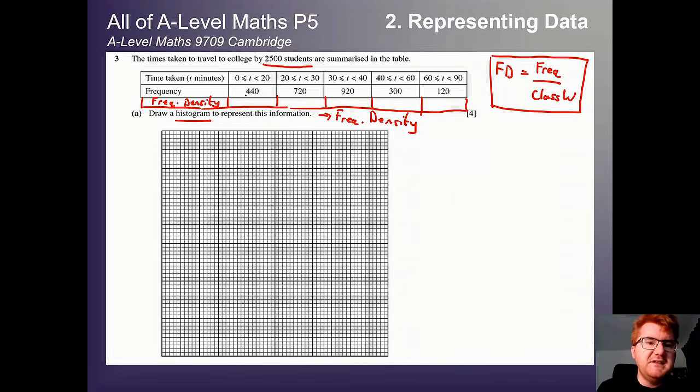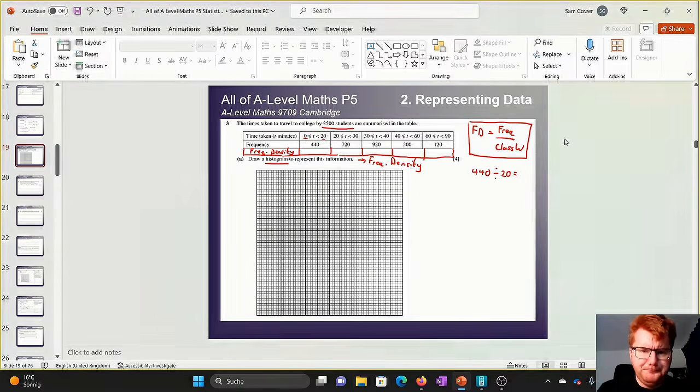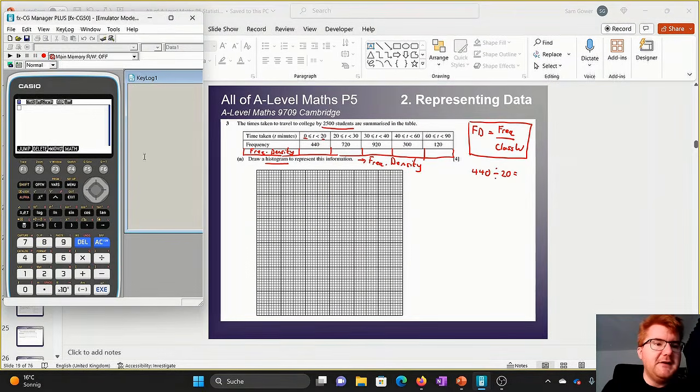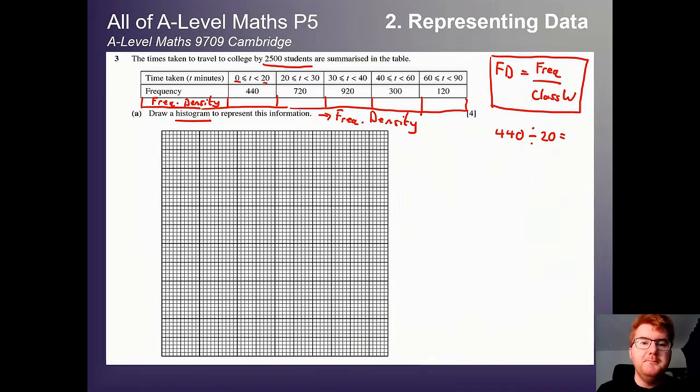So frequency is 440. So I'm going to do 440 on my calculator divided by the width of this. So 20 minus 0 is 20. So I'm going to do the calculation of 440 divided by 20. Now again, you need to have your calculator ready for these calculations. Again, please don't do these things in your head. This is why we have the calculator there. Here in this case we get the answer of 22. So we pop in 22 here.